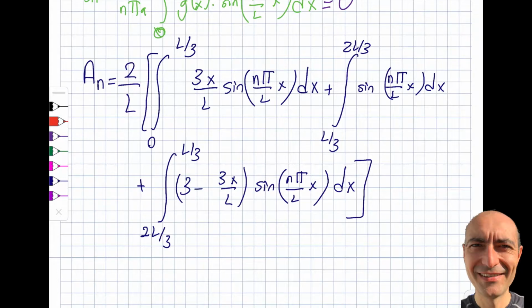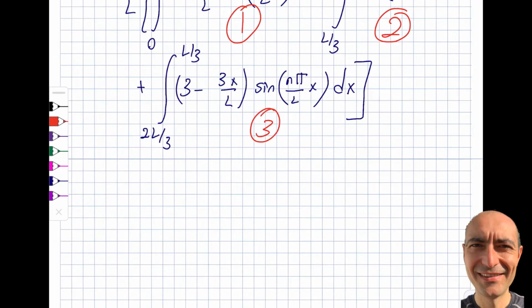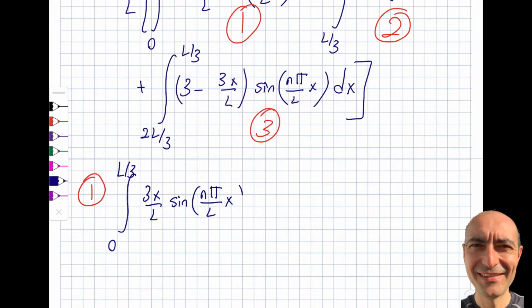I will do the same thing that I did in the wave equation case. I'll call them 1, 2, and 3, then I will add 2 by L times 1 plus 2 plus 3. So let's start one by one. Let's look at the first one: 0 to L by 3, 3x by L sine(n pi x/L) dx.